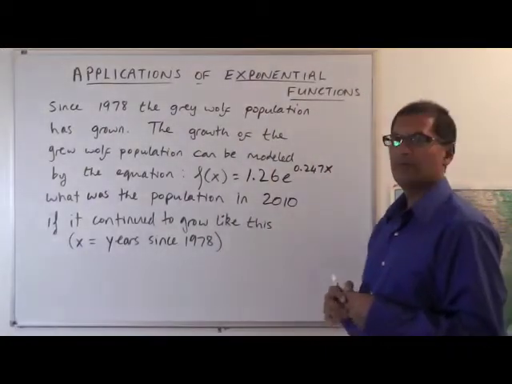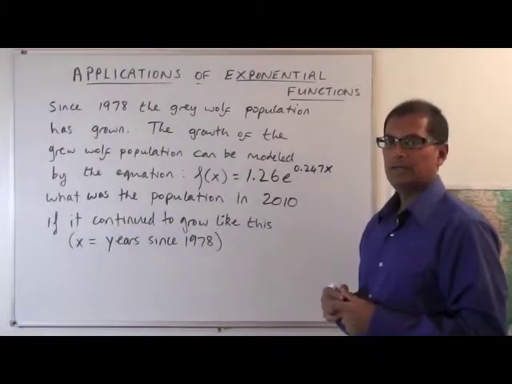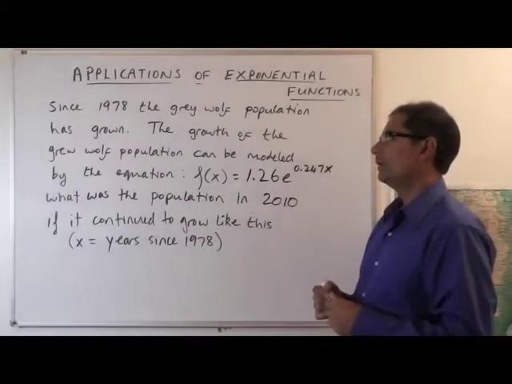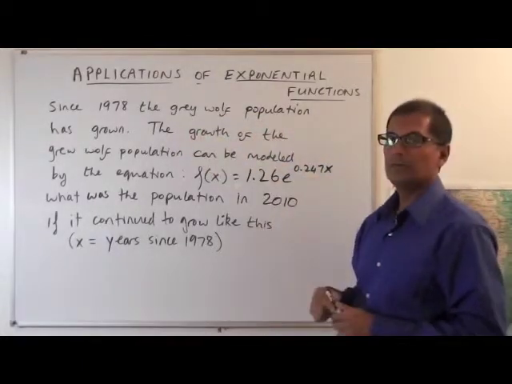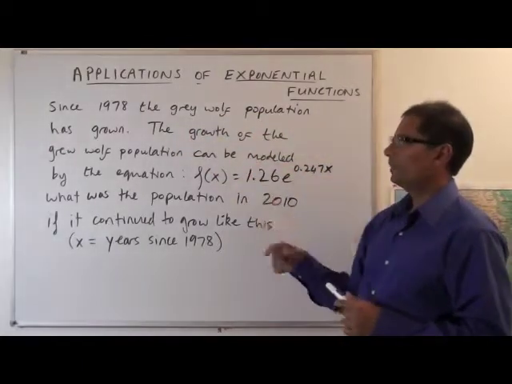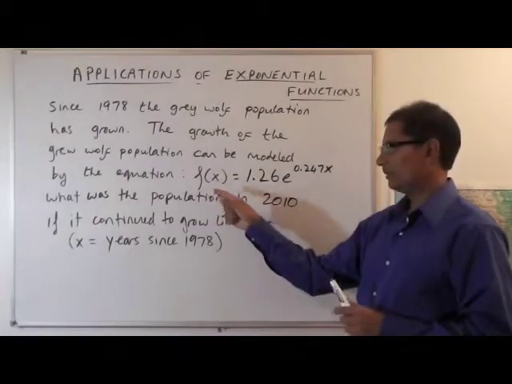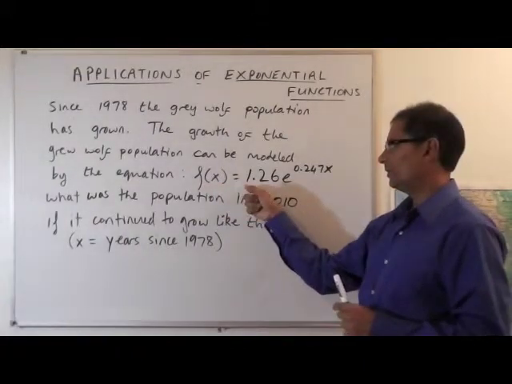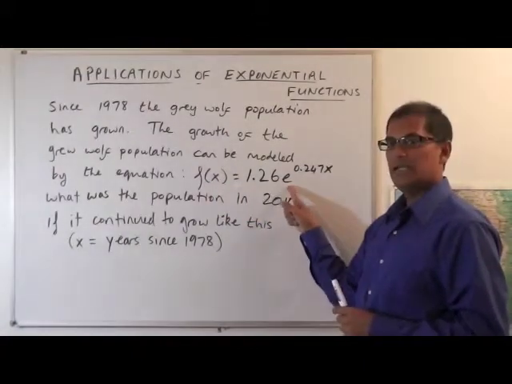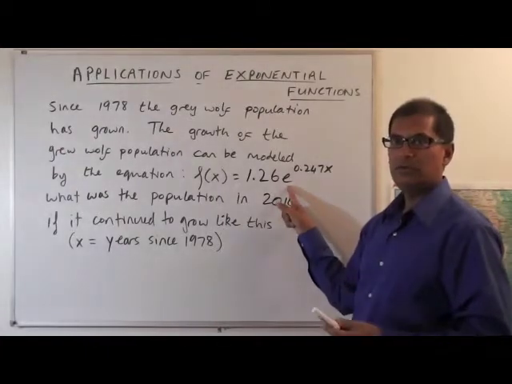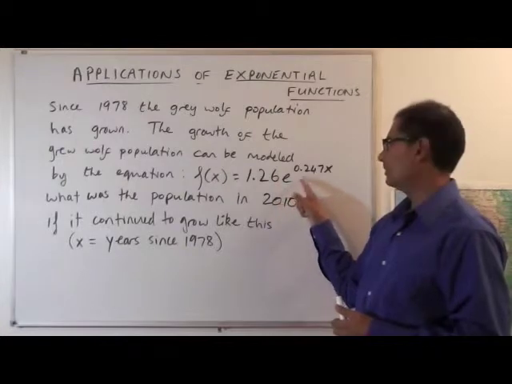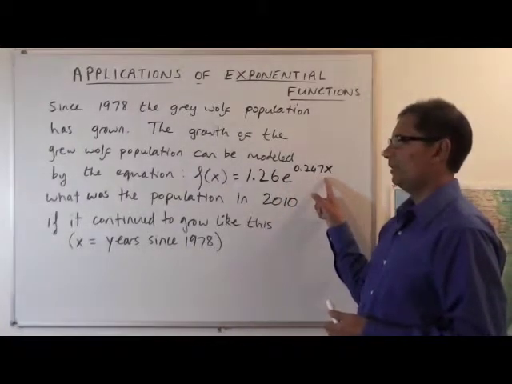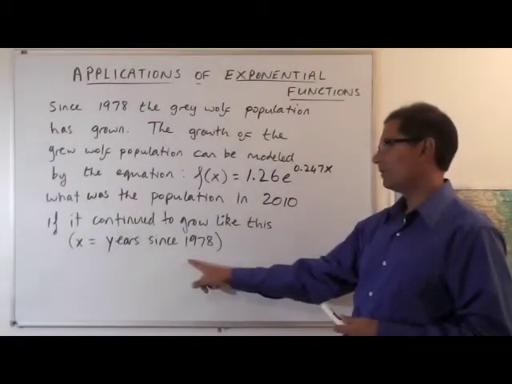Exponential functions lend themselves well to applications of population growth. Here's a problem. It says since 1978 the rate of population has grown. The growth of the population can be modeled by this equation. The population f of x is equal to 1.26 e. E is the natural base, which is normally used when we're looking at population growth. So 1.26 e to the 0.247x, where x is the year since 1978.